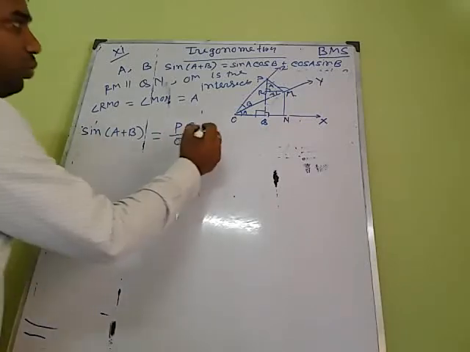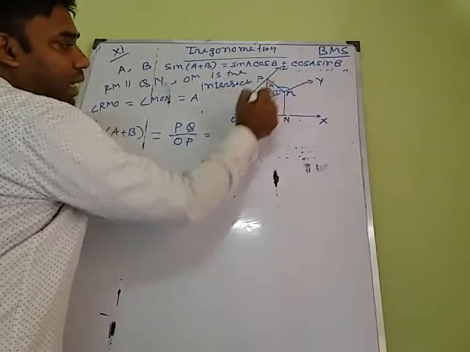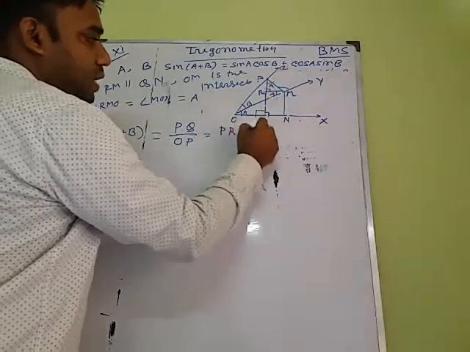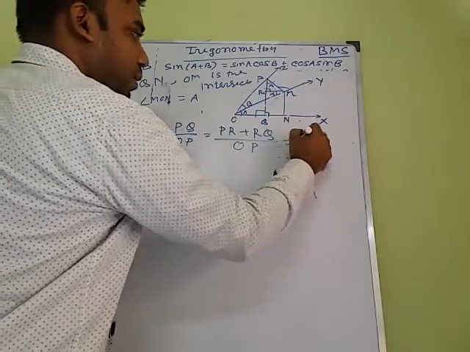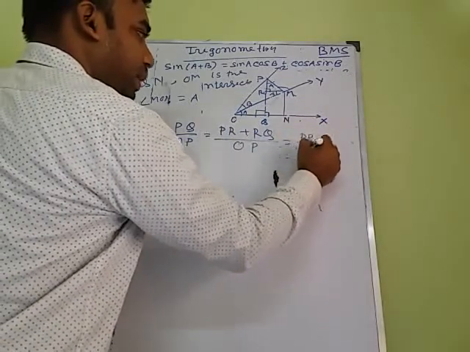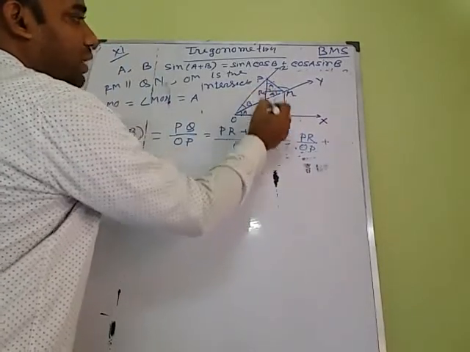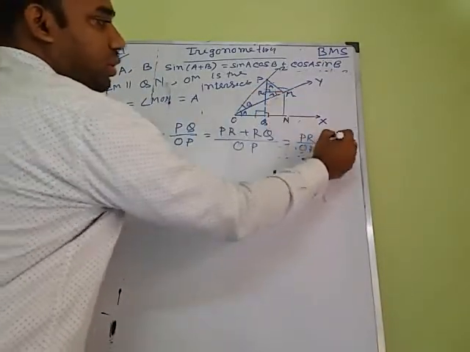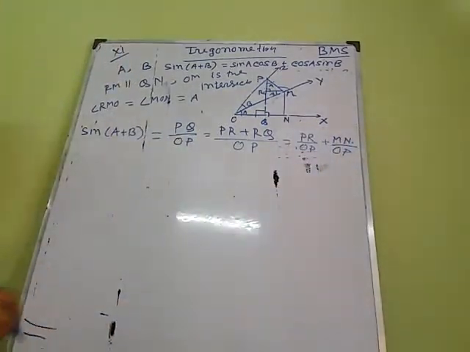Okay, now PQ is divided in two parts, PR and RQ. So PR plus RQ by OP. Now separate it: PR by OP plus RQ, equal to MN, by OP. So PR by OP equal to MN by OP.